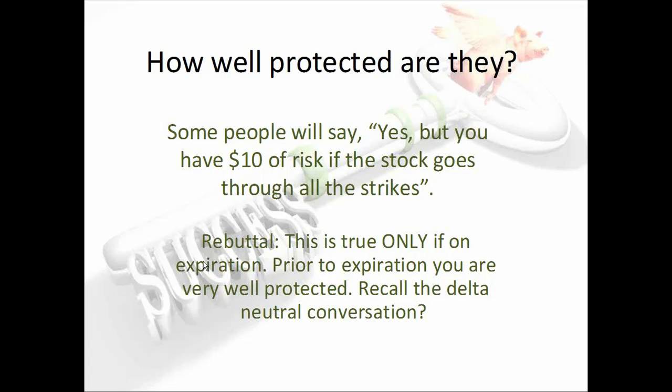Remember, when we first started out with this position, we were delta neutral on the ratio spread. As a matter of fact, because we own the tail, we'll have a slightly negative delta, which means it'll help us on the way down. When the market's going down on these put broken wing butterflies that we supposedly have risk on, this negative delta that we have is actually going to benefit us. So how well protected are they? I'm going to show you.